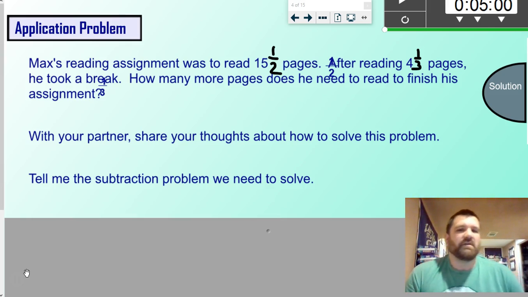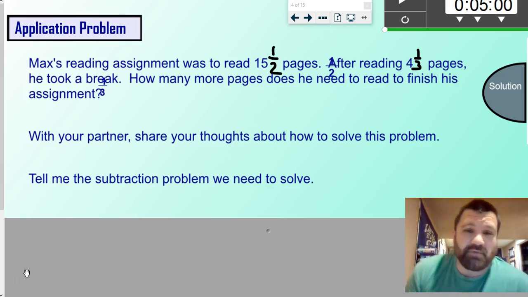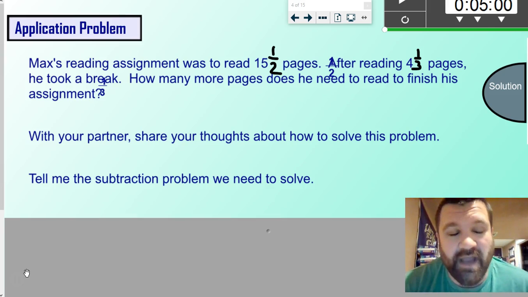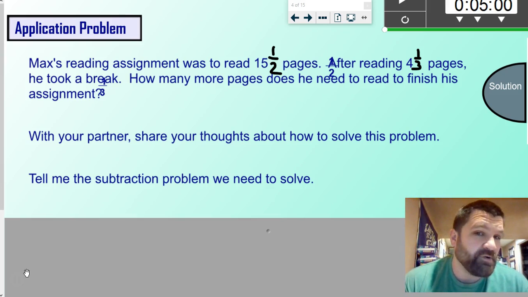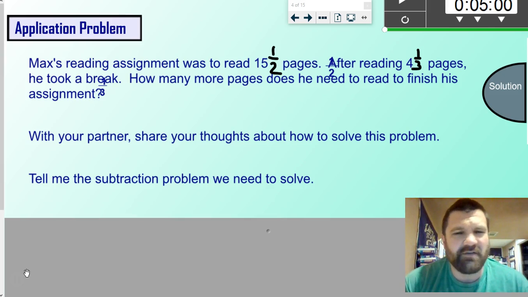Let's look at our application problem. So you already should have solved it, or you're stuck, or you're done. Which would be solving?